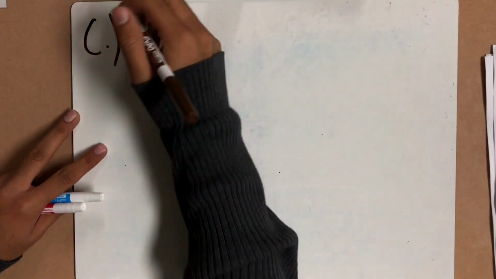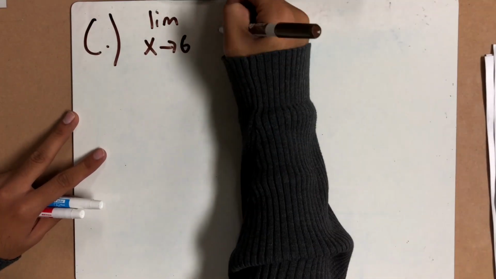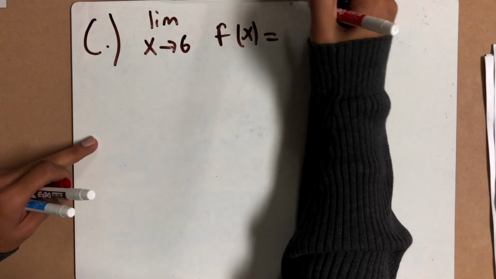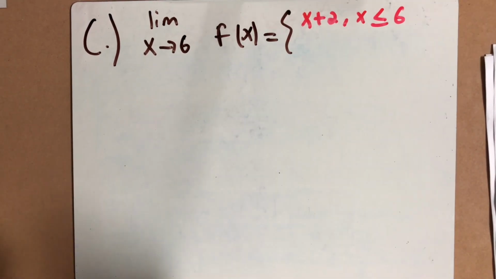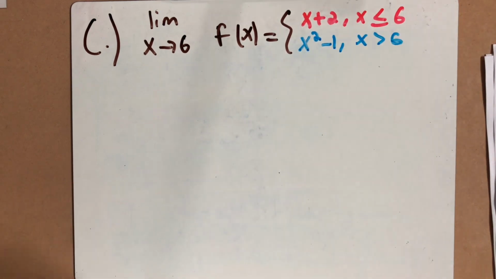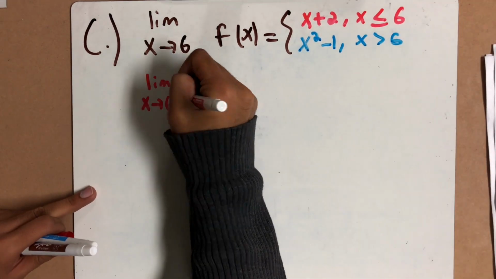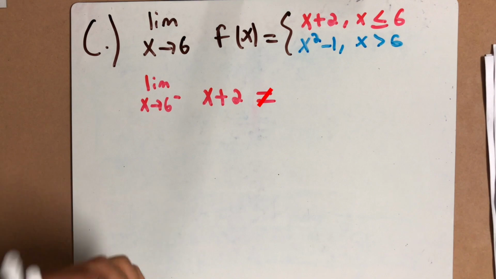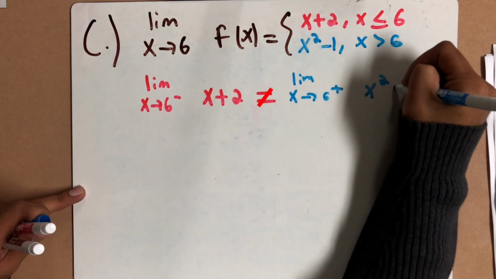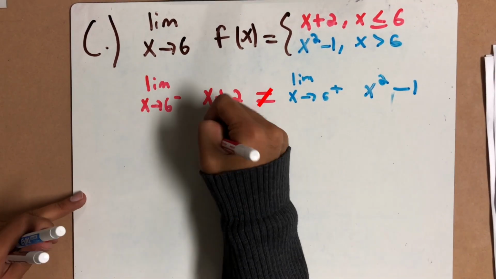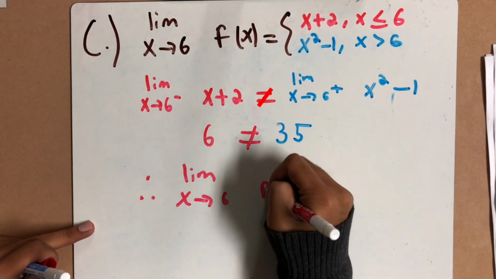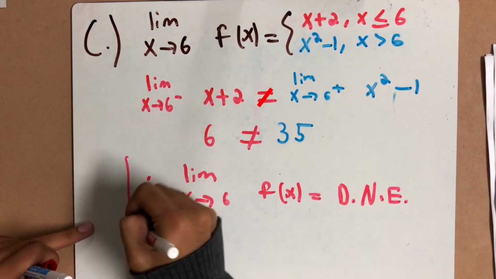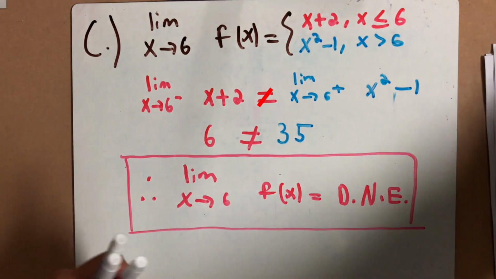In the third part of this problem, we are going to find the limit as x approaches 6. Now to do this, we are going to compare the limit as x approaches 6 from both sides. So from the previous two problems, we found that as x approaches 6 from the left side, it equals 8, and as x approaches 6 from the right side, this equals 35. And as you can see, 8 does not equal 35. Therefore, we can conclude as x approaches 6, f of x does not exist.